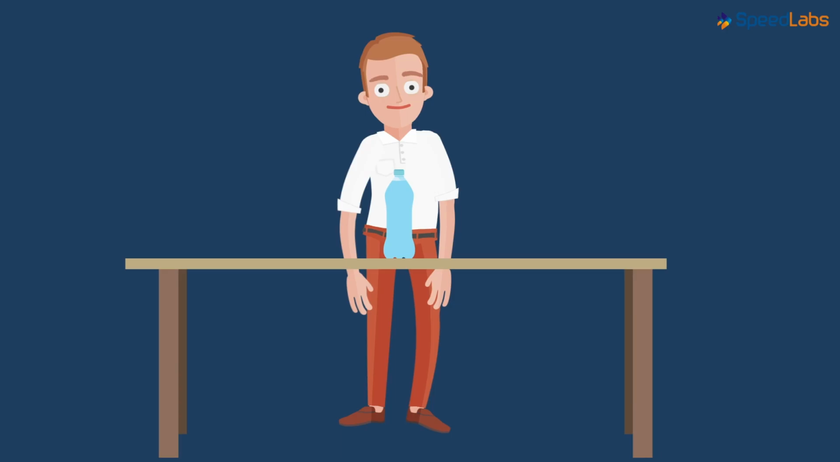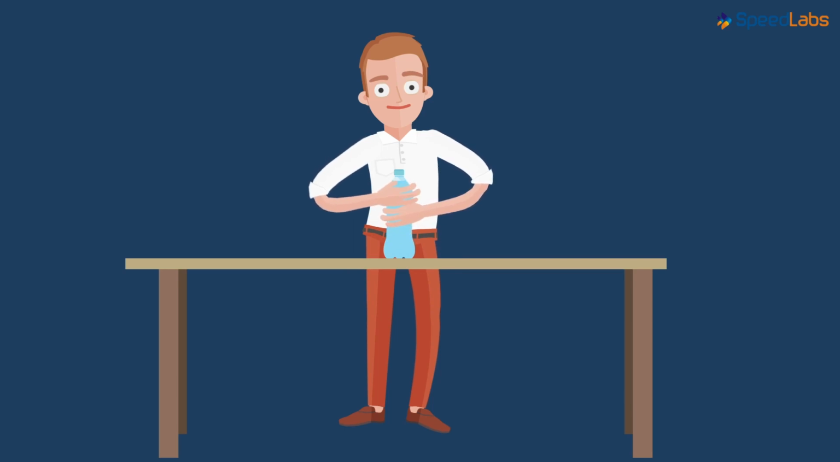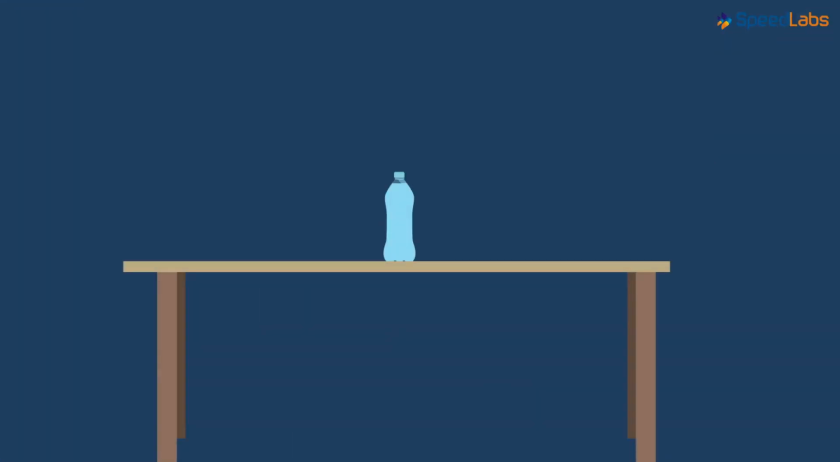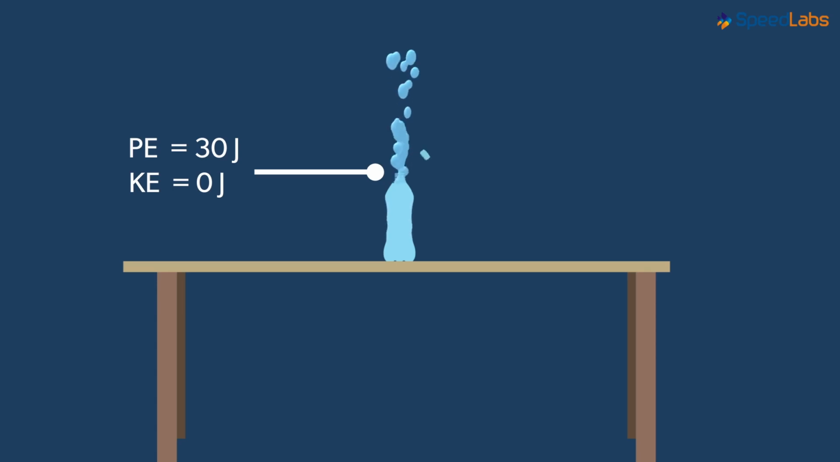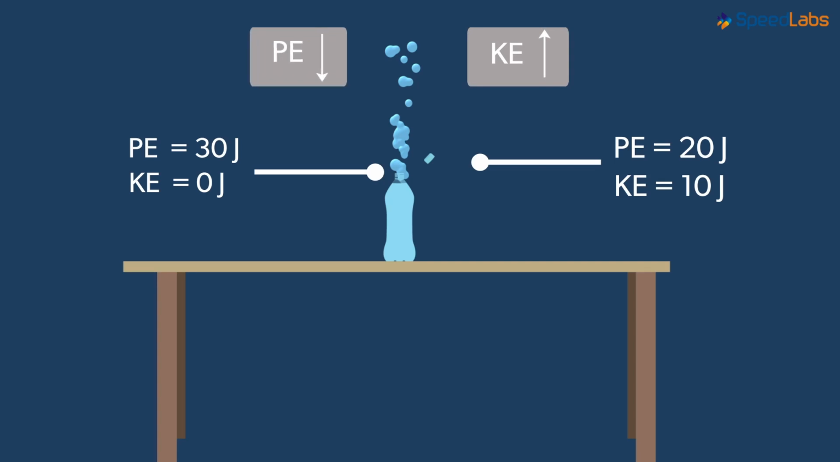A boy takes a plastic bottle filled with water with a cap on. He plays with it by squeezing the bottle. Suddenly, the cap pops from the bottle with water spraying on his face. What happened here? Let's look at it in slow motion. Before the cap pops out, it has potential energy of say 30 joules with zero kinetic energy, as it's not in motion. And just when the cap pops out at a certain position, its kinetic energy is 10 joules and potential energy is 20 joules. The kinetic energy increased and the potential energy decreased.